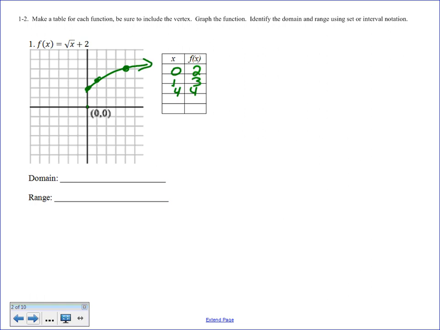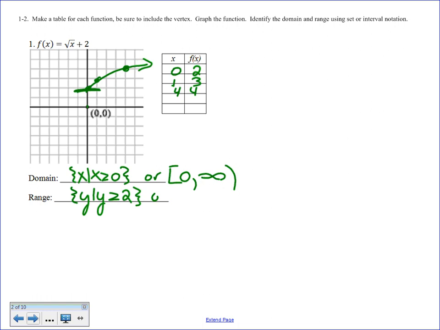And there's my graph. The domain is, and I will accept either set builder notation, x such that x is greater than or equal to 0, or interval notation, 0 to infinity. But the range is all values of y such that y is greater than or equal to 2. Remember, there's no values that come out less than 2.